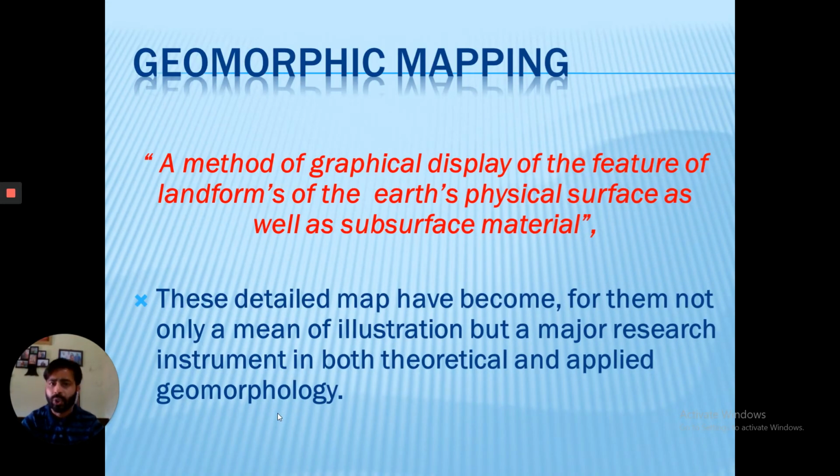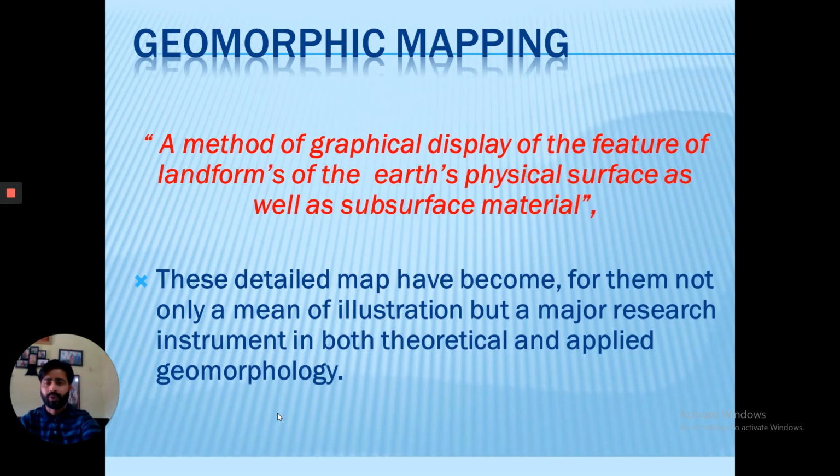So first, what is geomorphic mapping? Geomorphic mapping is a method for graphically displaying the features of landforms, the Earth's physical surface, as well as subsurface material. So geomorphic mapping is basically a graphical display method of landform representations. Now, these detailed maps have become not only a means of illustration but a major instrument. So mapping is also an illustration method for research instrument purposes. It is also for theoretical and applied geomorphology. So basically geomorphological mapping is a tool, a method for a graphical display of a landform's earth surface physical and subsurface material for the instrumentation, theoretical and applied geomorphology and major research purposes also.